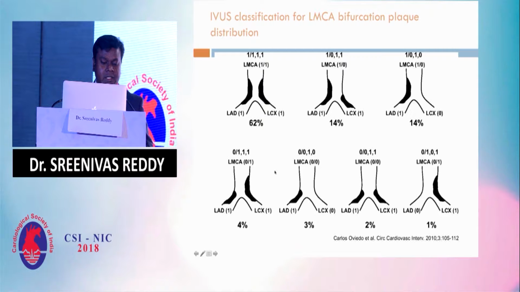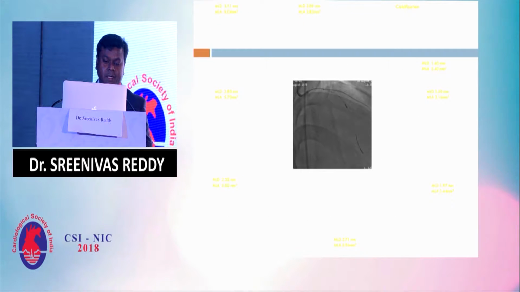Isolated ostial LAD disease is seen only in 3%, and isolated distal left main to LCX is seen in only 1% of cases. So if you have distal left main disease, you should also identify that there would be some disease extending to the ostial LAD.